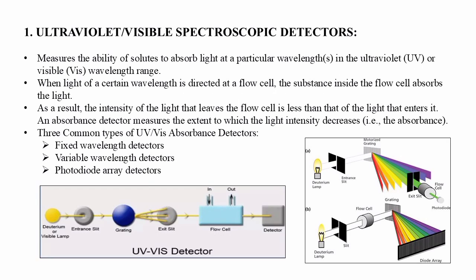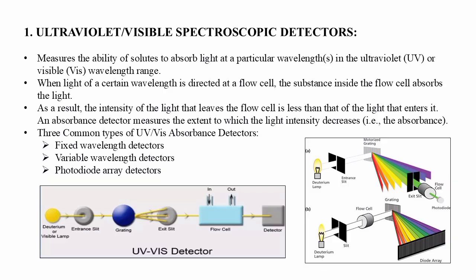Ultraviolet or visible spectroscopic detector. It measures the ability of solutes to absorb light at particular wavelengths in the ultraviolet or visible wavelength range. When the light of a certain wavelength is directed at a flow cell, the substance inside the flow cell absorbs the light, and as a result, the intensity of the light that leaves the flow cell is less than that of the light that enters it. An absorbance detector measures the extent to which the light intensity decreases, that is, the absorbance.